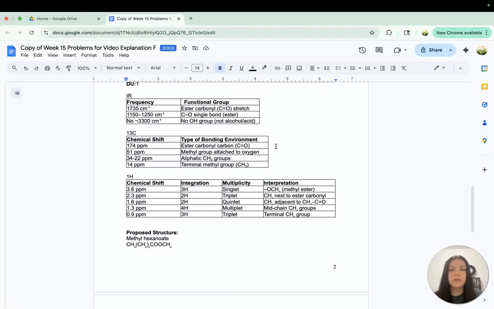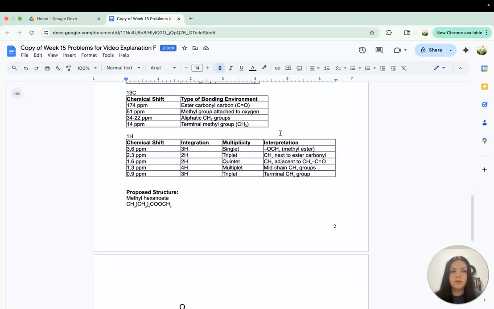Moving on, we can look at the carbon-13 nuclear magnetic resonance, which is this little chart right here. The carbon-13 NMR spectroscopy shows distinct peaks at 174 parts per million, which correlates with an ester carbonyl carbon, and at 51 parts per million, suggesting a methyl group attached to oxygen, and between 34 and 22 parts per million, indicating aliphatic CH2 groups, and finally at 14 parts per million, indicating a terminal methyl group.